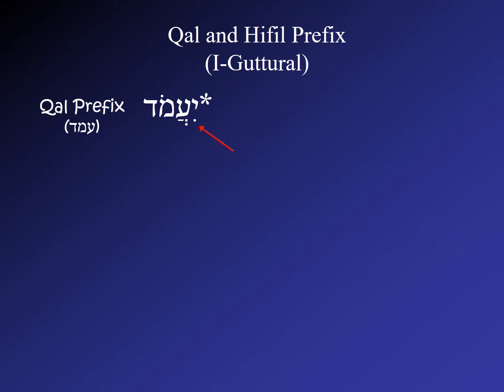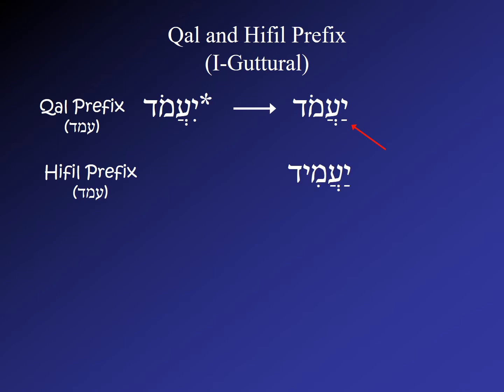Now here we have a problem because we have a hirek next to a patach shva, and as you know, that hirek does not like to be there next to that particular vowel. So in fact, instead of yi'amod, the Kal prefix is ya'amod. Notice that here we have a prefix with a patach under it, which we have just learned is the indicator of the Hifil. But in fact, it is also the vowel of the Kal in the first guttural, because gutturals prefer a patach-rich environment.